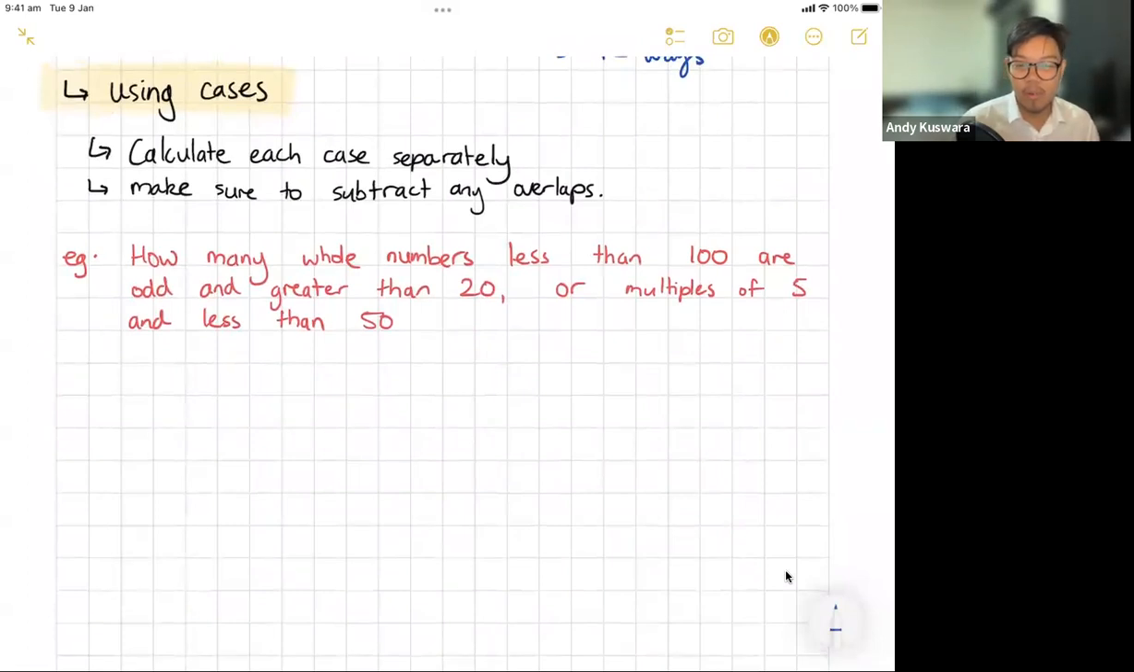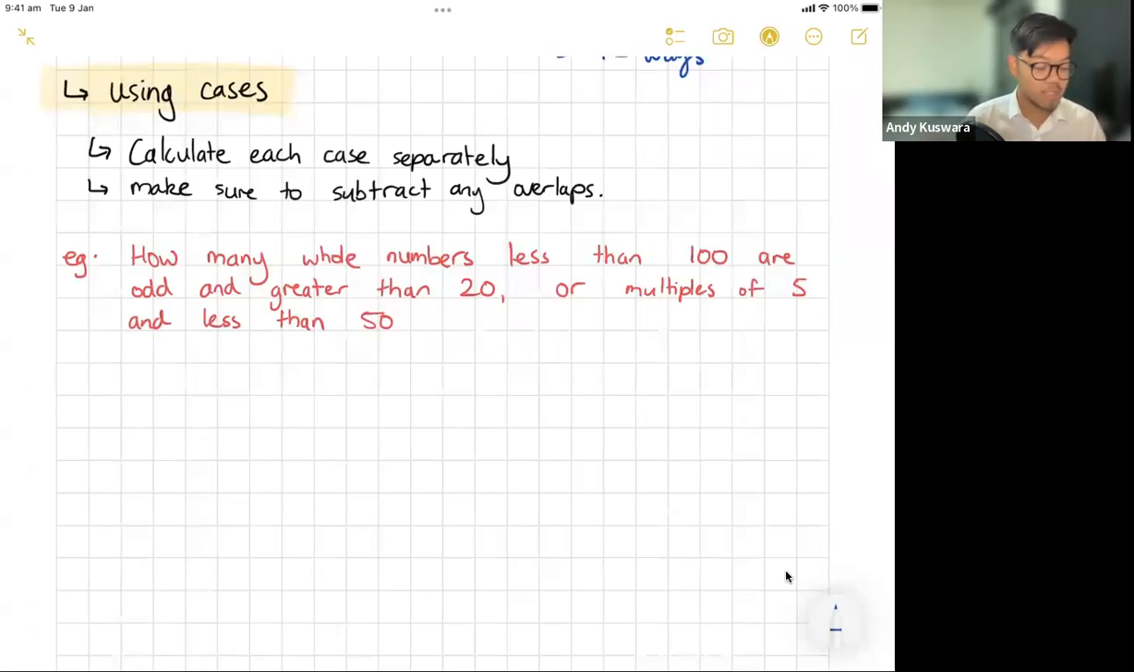Normally, to make questions more difficult, they'll give you a whole bunch of different scenarios. So I'll read the question first so you can see what I mean. So they'll say, how many whole numbers less than 100 are odd and greater than 20, or multiples of 5 and less than 50?